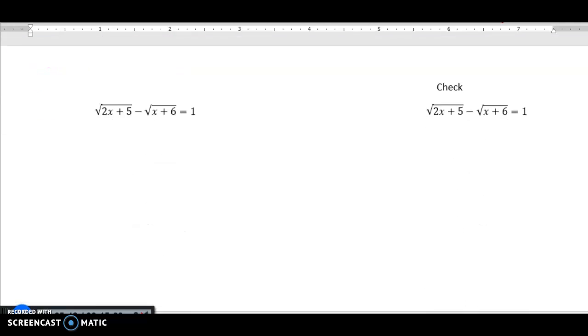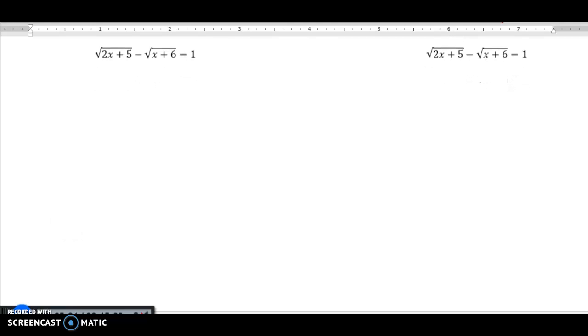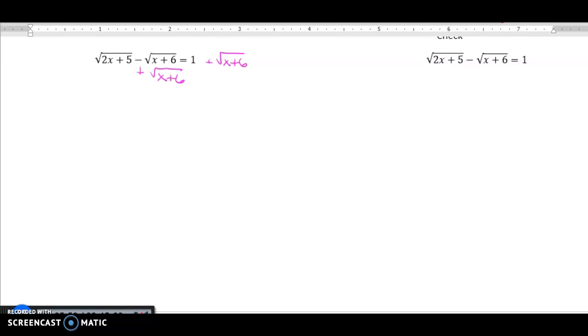Let's move on to one more problem, and then I'll cut you loose and you can start doing your homework. Again, notice that we have two radicals and we need to isolate one of them. I choose to isolate this one. So I'm going to move the square root of x plus 6. I'm going to add square root of x plus 6 to the opposite side.